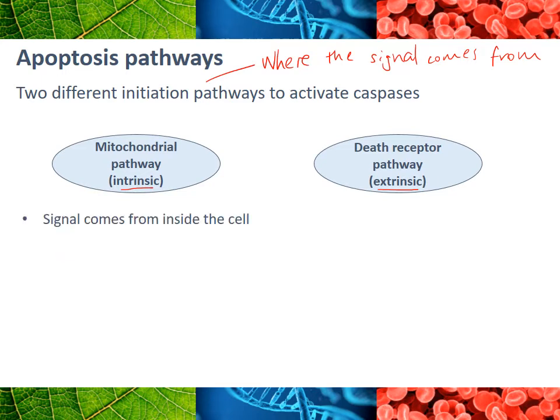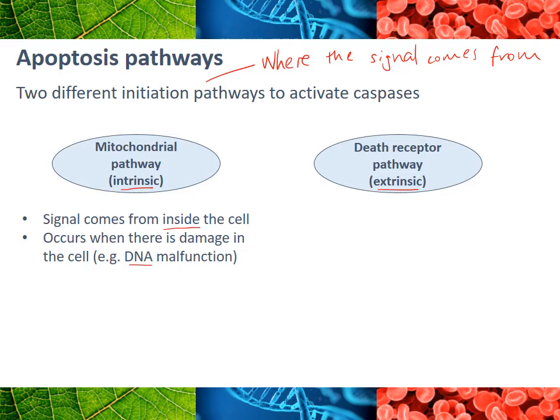And you may know if something is intrinsic, it comes from inside. And that's exactly the case here. During the intrinsic pathway, the signal for the cell to destroy comes from inside that cell. So this happens when there is damage in the cell. Remember, we looked at a few different reasons that apoptosis might occur. If the cell is damaged, for example, there's something wrong with the DNA, the signal will come from inside the cell that it actually needs to destroy itself because it's damaged.